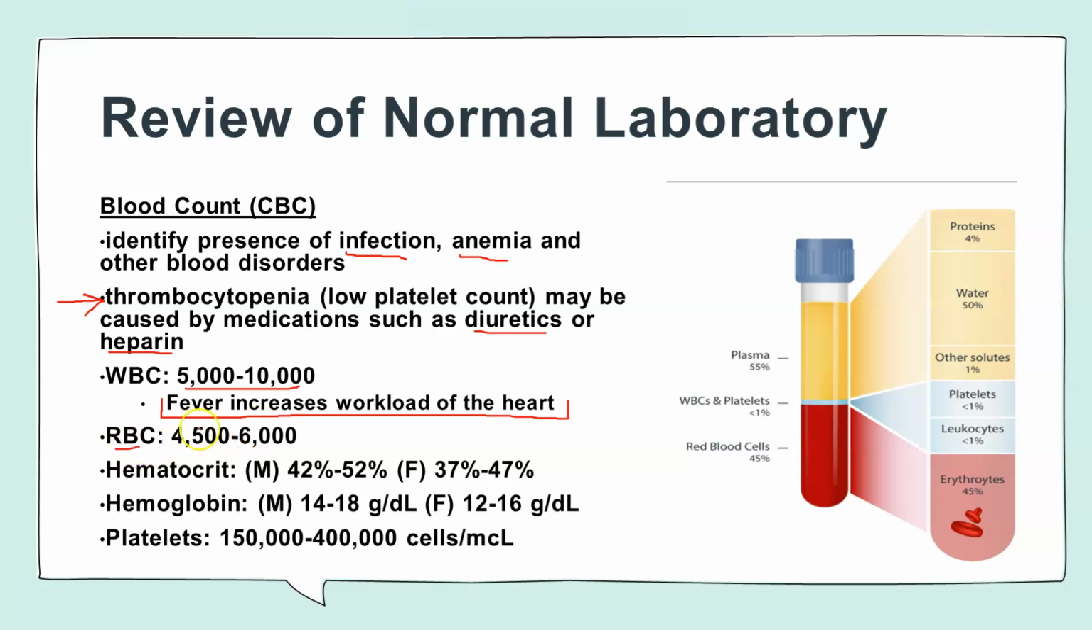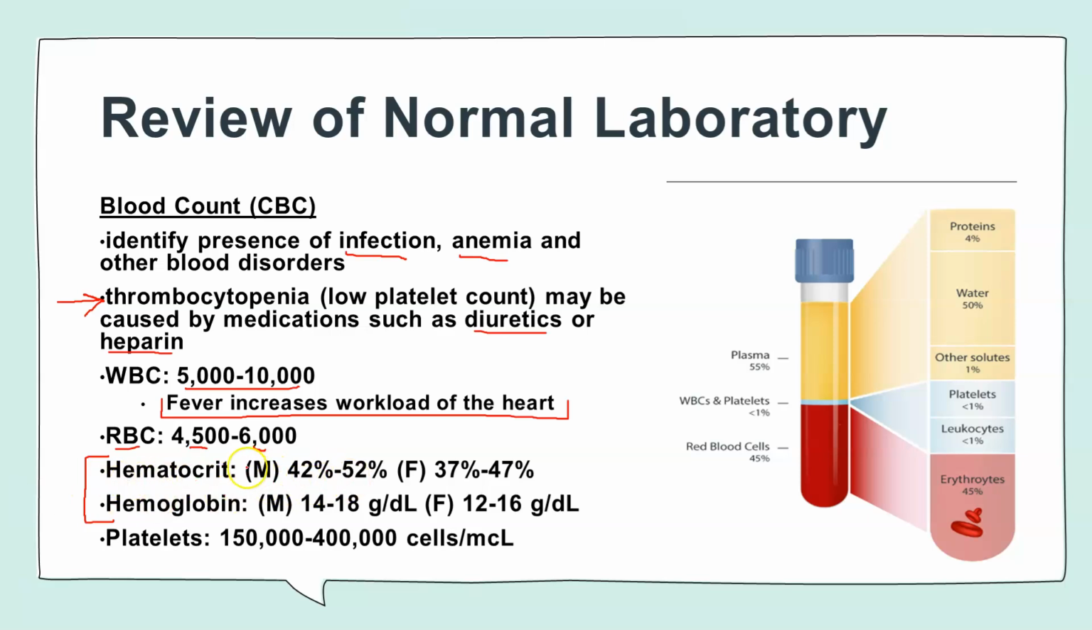Red blood cells, honestly, hardly anybody talks about red blood cells. They're important. We want to make sure that our numbers are somewhere in the 4.5 to 6 million range. But for us, mostly what we're going to look at is hematocrit and the hemoglobin.